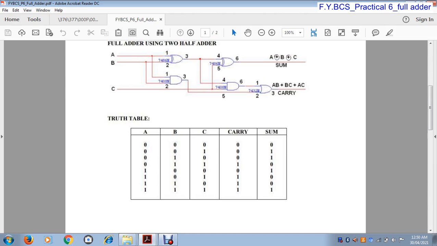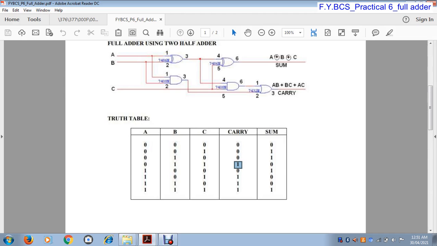Now the third condition: A is 0, B is 1, C is 0. So 0 plus 1 plus 0 is 1, so sum is 1, carry is 0. Now the next one is A is 0, B is 1, C is 1. 0 plus 1 is 1, then 1 plus 1 is 1 0. So sum is 0, carry 1.